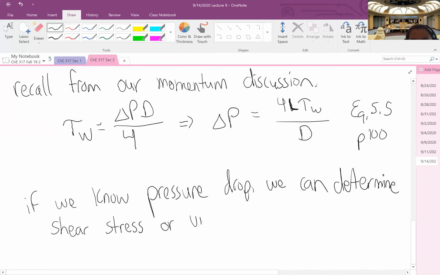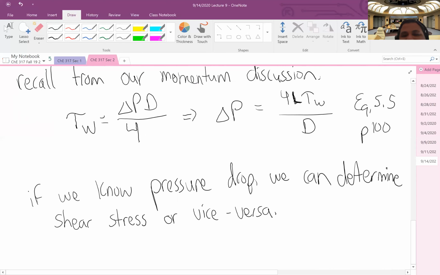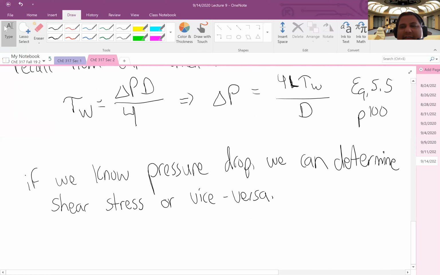Or vice versa. However, more often than not, what we're really looking for is a way to estimate pressure drop within our fluid systems. We want to have an idea of what are the losses that we should expect in moving a fluid from point A to point B so that we know how much energy to put into the system to have sufficient transport within our systems.